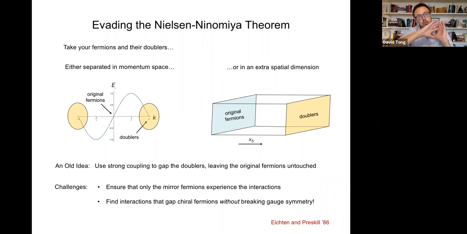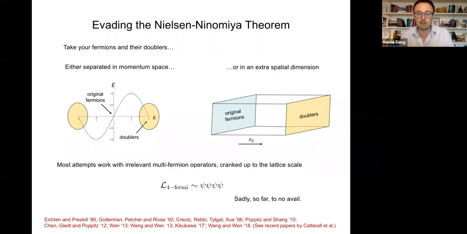So these are the two obstacles you have to overcome. One, you have to localize the interactions so that only the doublers experience them. Two, you've got to find a way to turn on interactions that gap the doublers without breaking the symmetry that you care about, this chiral symmetry, say electroweak symmetry in the standard model. All right, so what happened? So this is going to address Jeff's question.